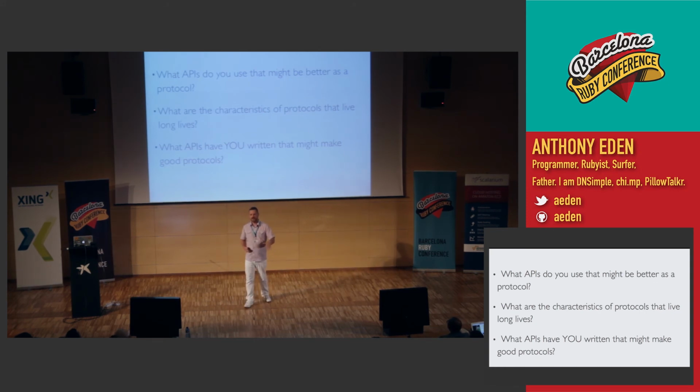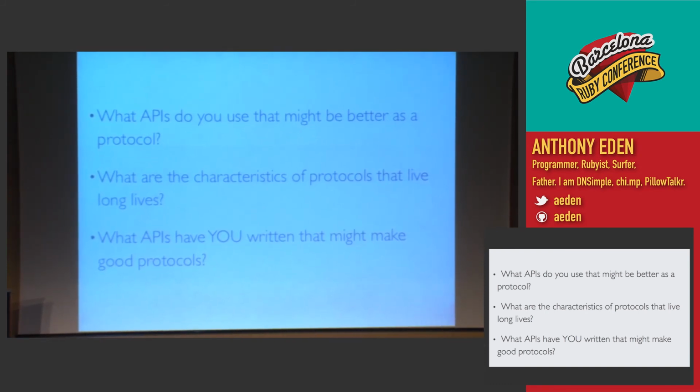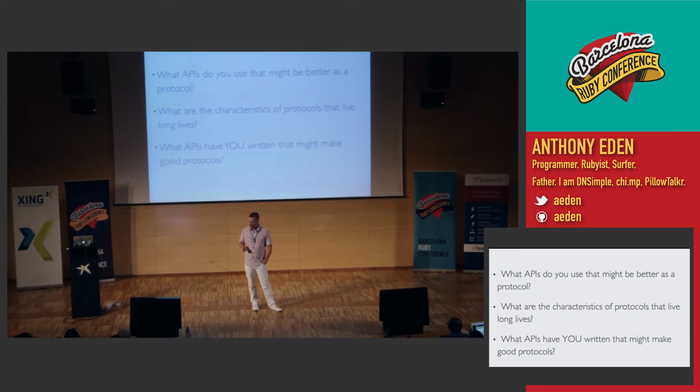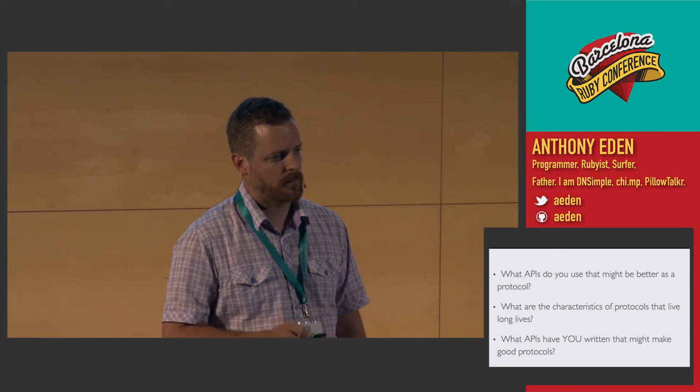So think about that a little bit, and think about it in the ones that you use in your companies and in your projects. Like when you look at it, you're like, man, this thing should really be a protocol so that it has a longer life, and so that it's not as tied to these breaking changes, right? And controlled by one entity. What are the characteristics of a protocol that doesn't just die off? Because there's a bunch of protocols you'll never hear of because they never got adoption. So it's interesting to figure out what makes them have long lives. And the final question is, what APIs have you written that might actually make a really good protocol?